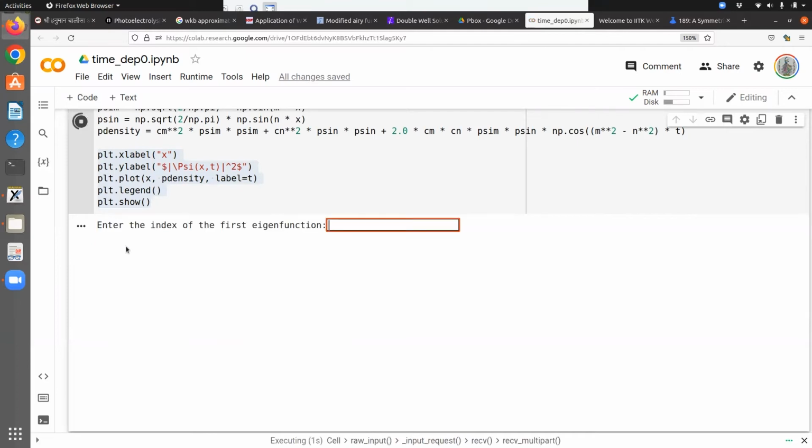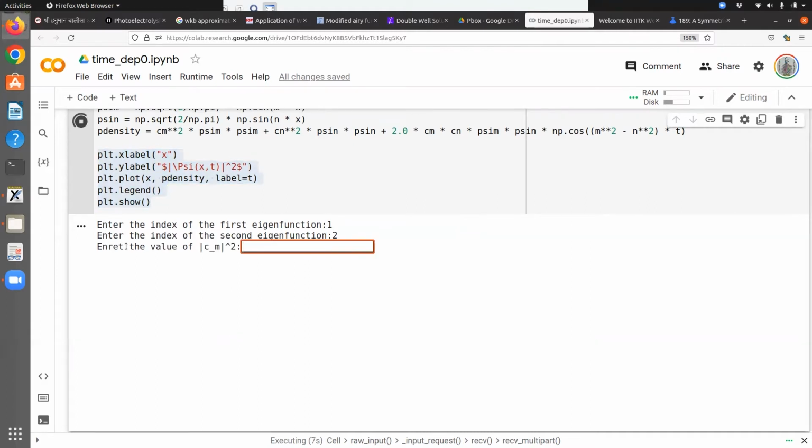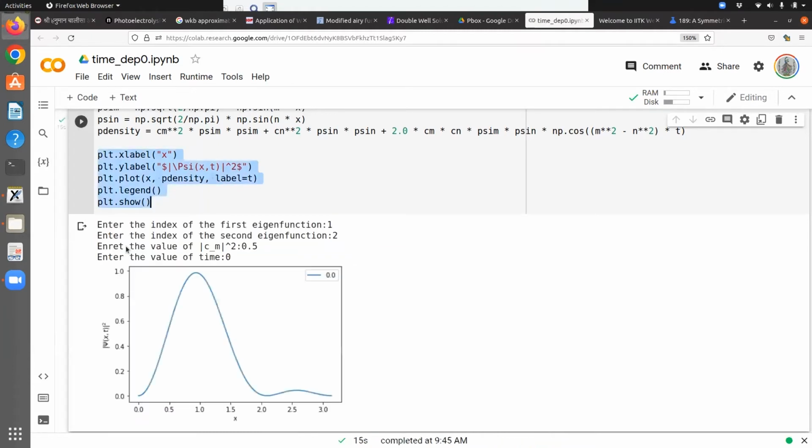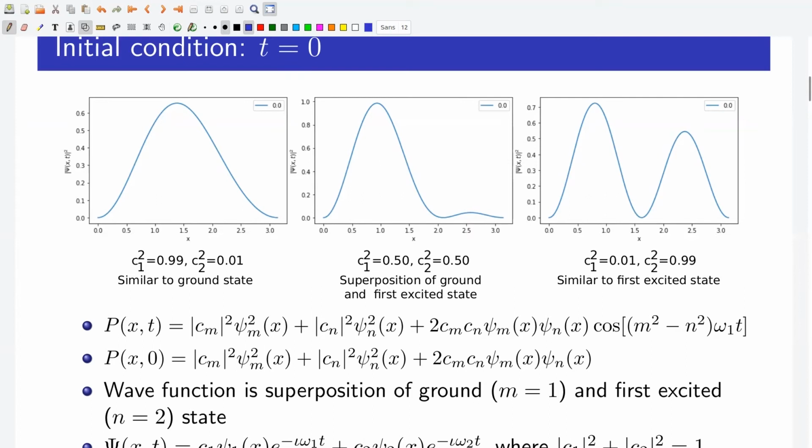Next, we enter the first eigenfunction to be equal to 1. The second one is 2. And now we use this value 0.5, and initial time, that is time t equal to 0. And this is how the probability density looks like. Using the Python code, we have generated 3 plots of probability density at t equal to 0.